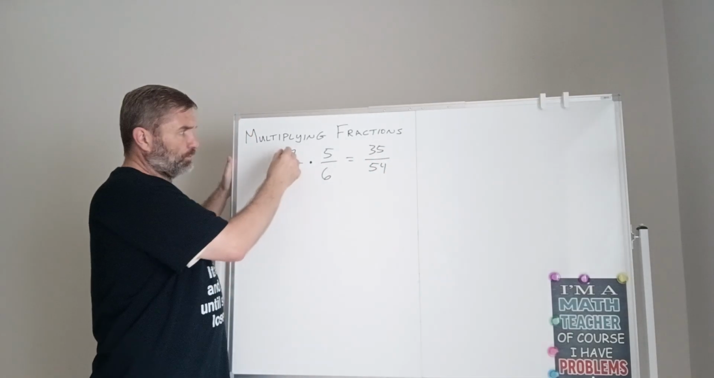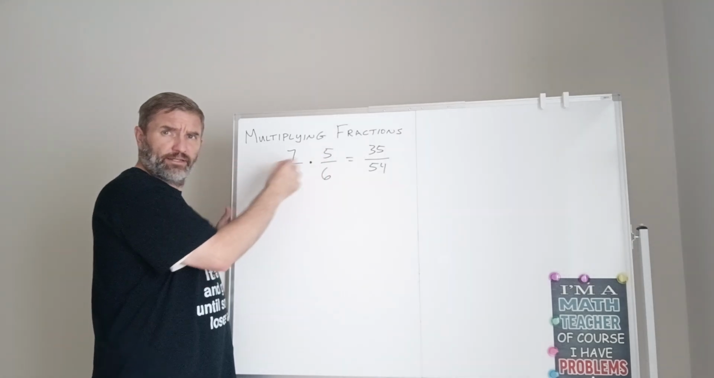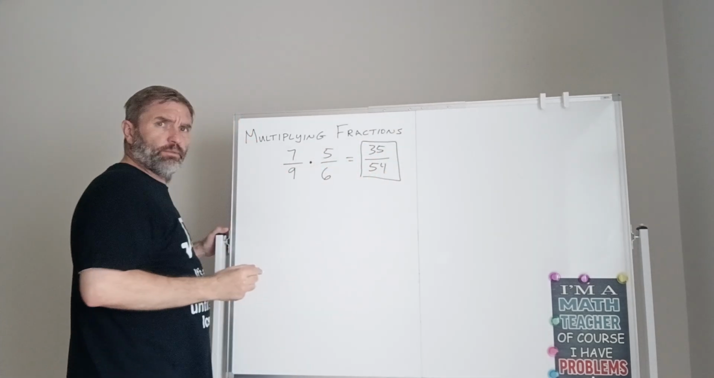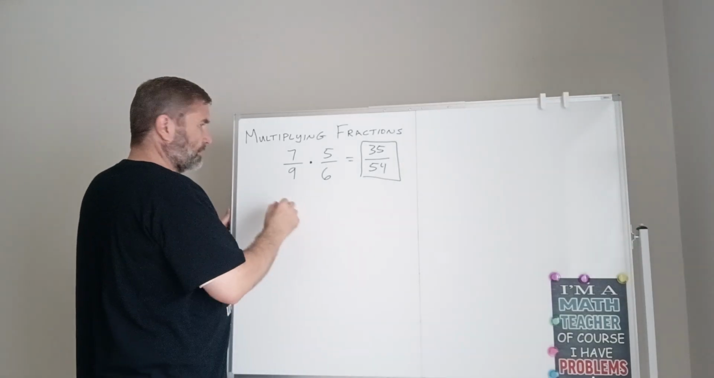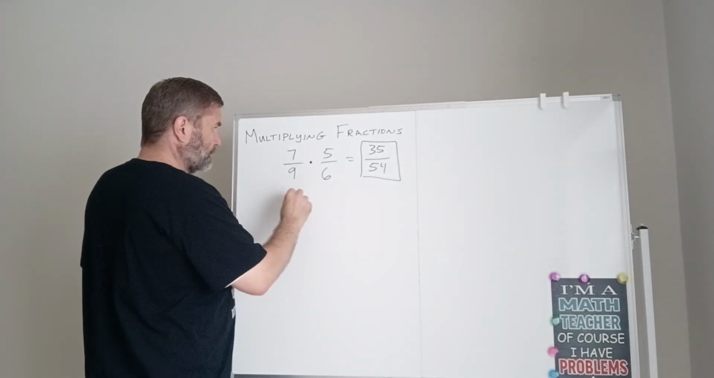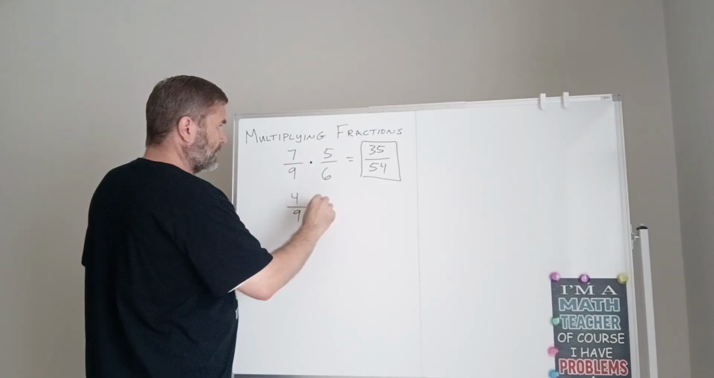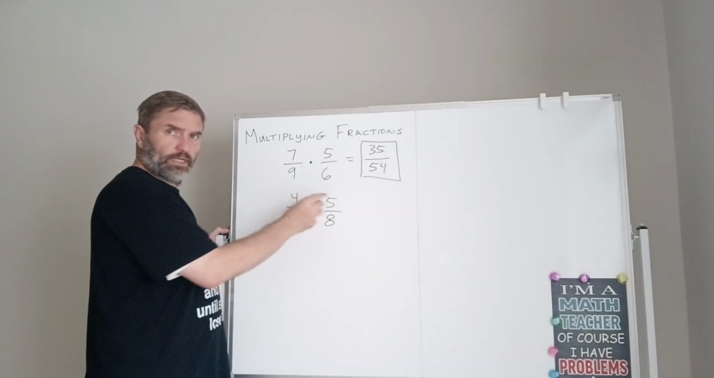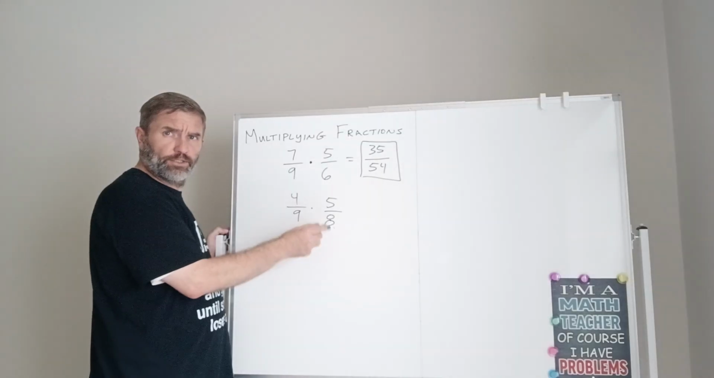Now, if you check for what was in common first and they had nothing in common, once you multiply, you are done. Well, what do you mean by that, Mr. Hanna? What if they do have things in common? Well, let's change this up a little bit and do 4 over 9 times 5 over 8. Okay, 5 and 9 don't have anything in common. 4 and 8 sure do.